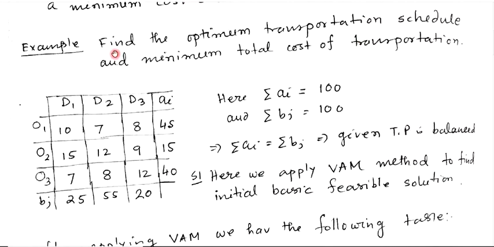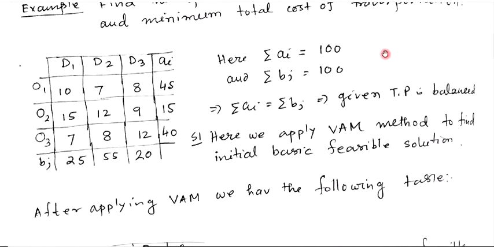Here I am taking one example. Find the optimum transportation schedule and minimum total cost of transportation of the following problem. This is the problem given, where this is the cost matrix, these are the supply values and these are the demand values. First we have to test if the transportation problem is balanced or not.